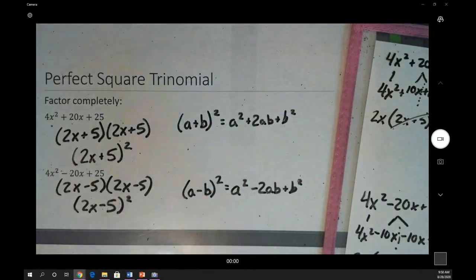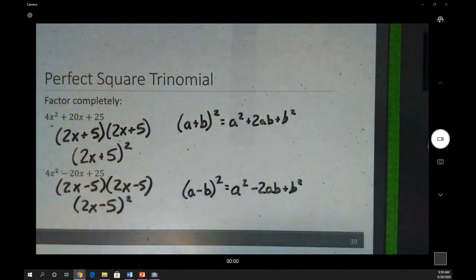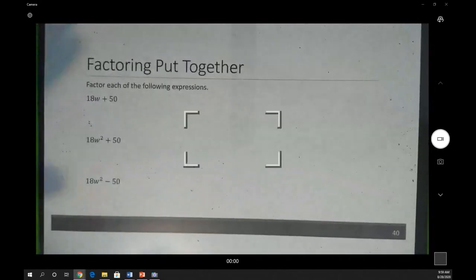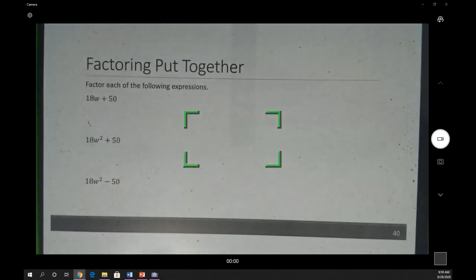Again, if you want to memorize that formula, be my guest, but I do not deem it important enough for you to have to use it, because we can factor away what we already know. So we have all of these different factoring techniques. Let's see if we can put them together. These three problems are all similar, but we're going to get some different answers flying around.